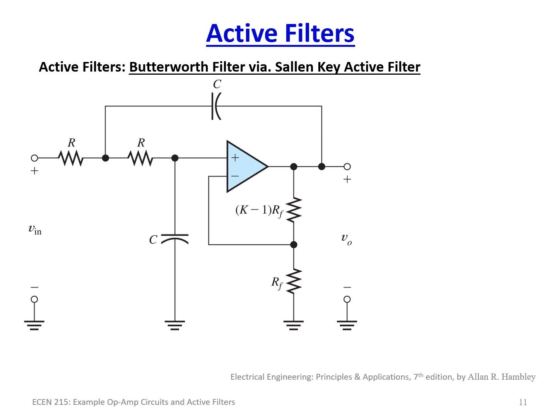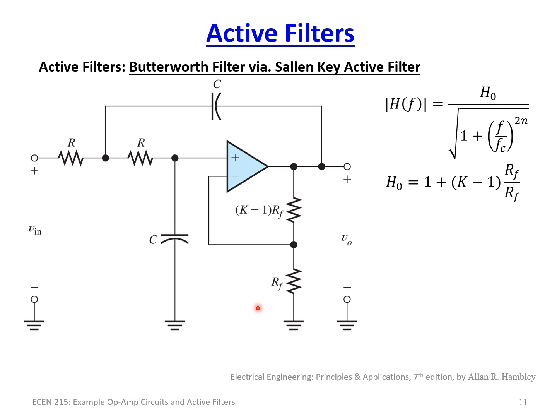This is known as the Sallen-Key active filter when you do that. Notice that we have a non-inverting amplifier as before, and the transfer function, similar to what we were just looking at, is H naught over the square root of 1 plus (F over FC) to the 2n, where n is our filter order. And of course, with this, we have 1 plus R2 over R1. This is a non-inverting amplifier, which leaves this resistor as a K minus 1 multiple of RF, the RFs cancel, and then this 1 and this minus 1 cancel, and you end up with H naught, or the DC gain, being simply K.